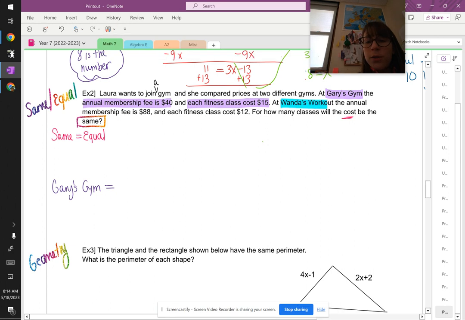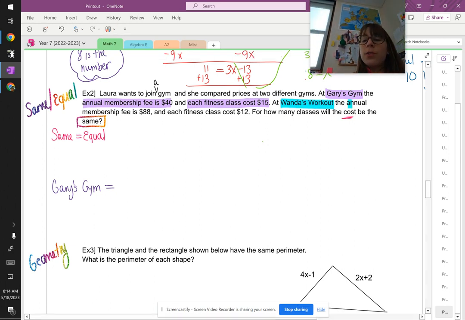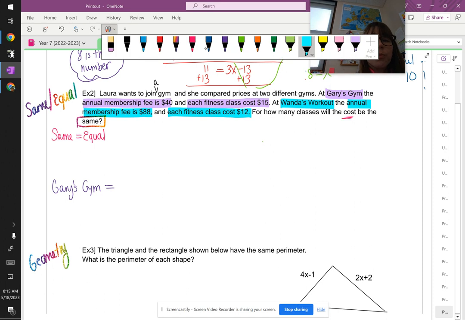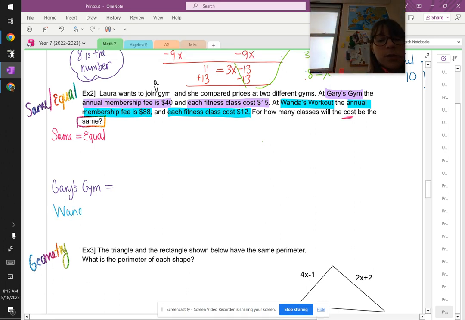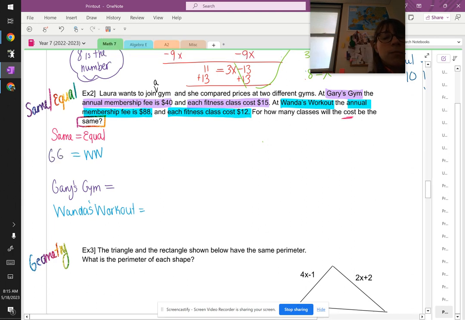Next up, we have Wanda's workout. You know me, I love the alliteration for days. So this one's got an annual membership fee of $88 and each fitness class costs $12. So basically, we're going to need to write one for Wanda's. Wanda's workout. This question is asking us for how many classes will the cost be the same? So they want to know, when is Wanda's workout going to be equal to Gary's gym?